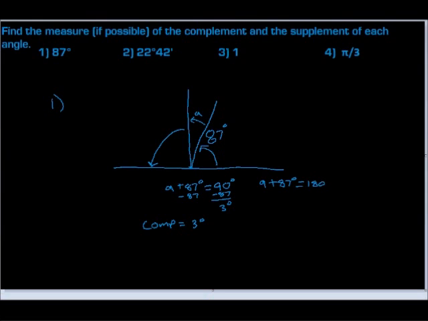You got A plus 87 degrees equals 180. Subtract 87 from both sides again, this time coming up with 93 degrees. And so your supplementary angle is going to be 93 degrees.